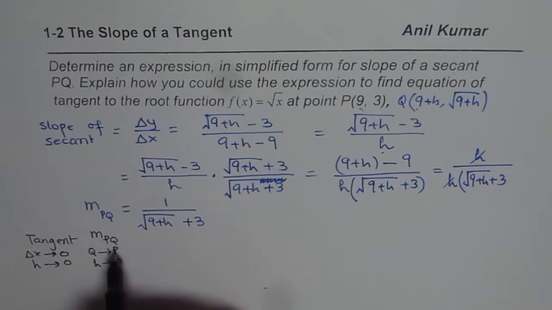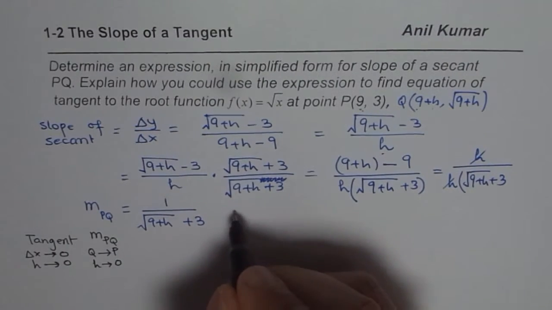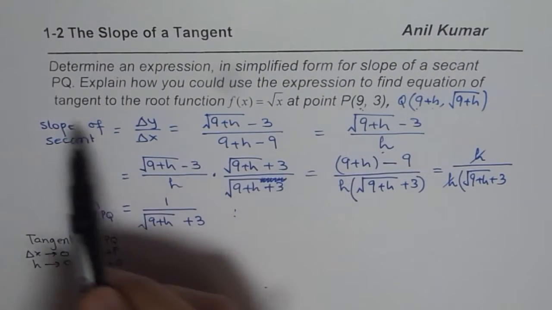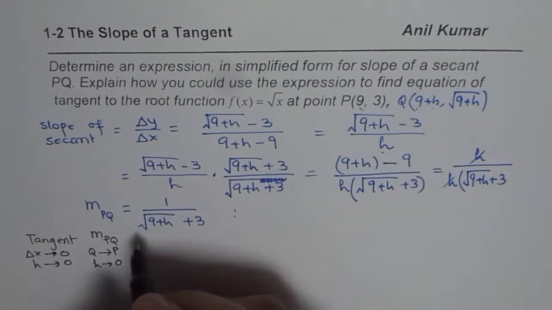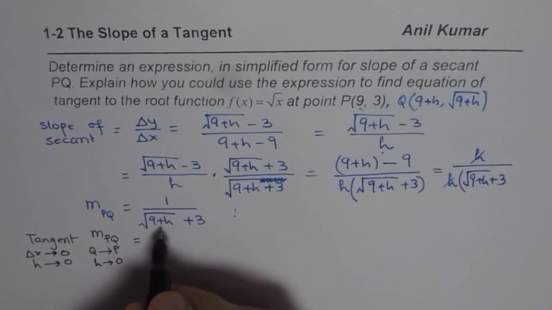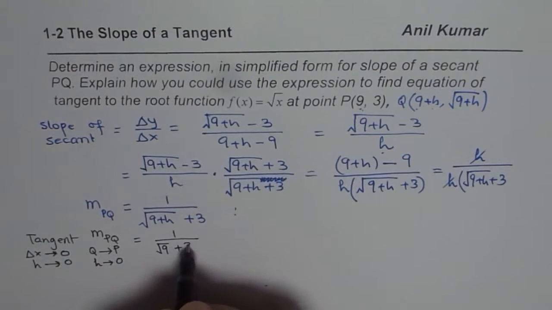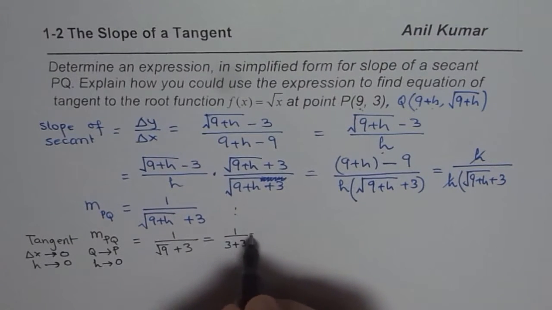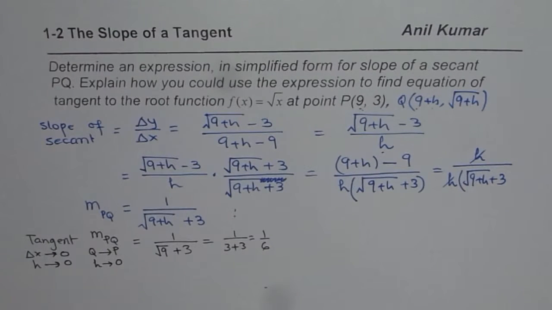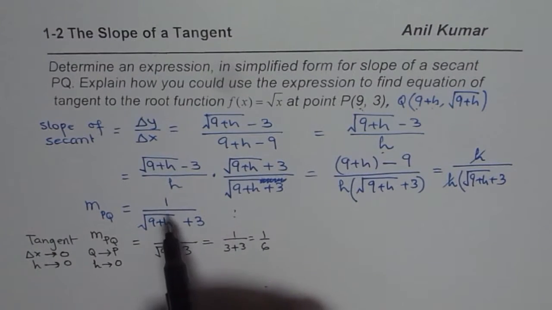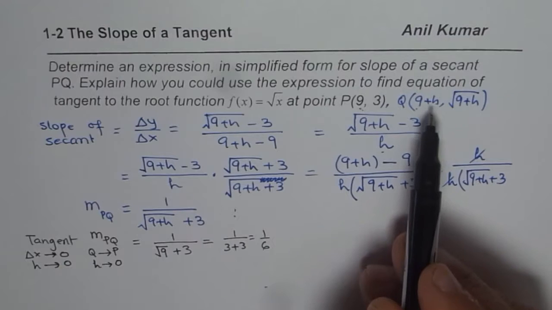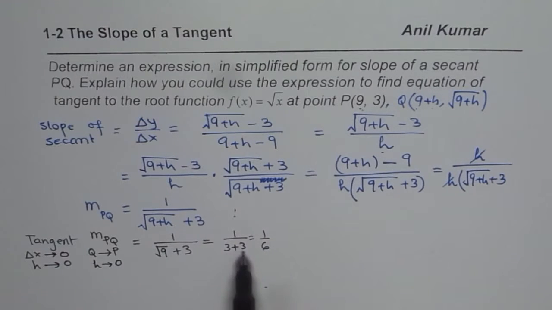Now, applying this rule, since it says explain how you could use the expression to find the equation of the tangent, first you need to find the slope. So the slope of the tangent is equal to, we'll put h as 0. So we get 1 over square root of 9 plus 3, which is 1 over 3 plus 3, which is 1 over 6. So the slope of the secant becomes the slope of the tangent as the 2 points come very, very close, or h becomes 0. That is how we find the slope.